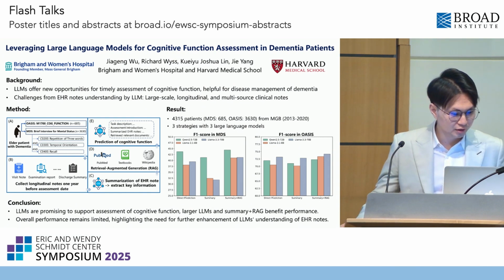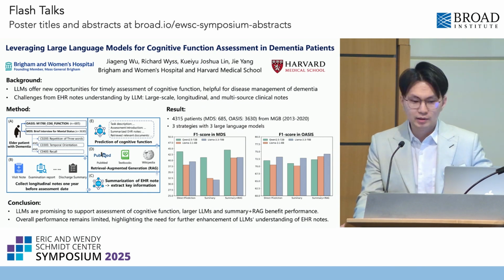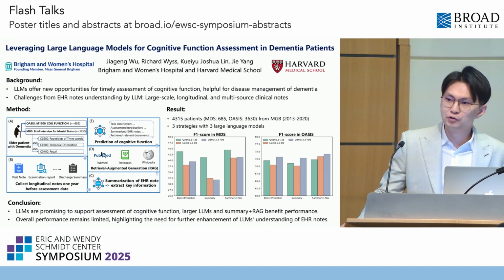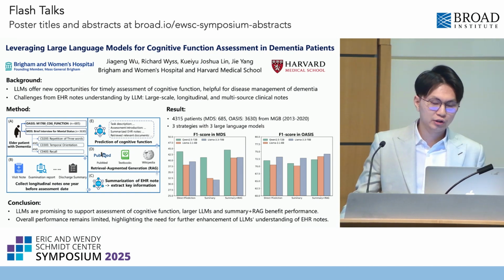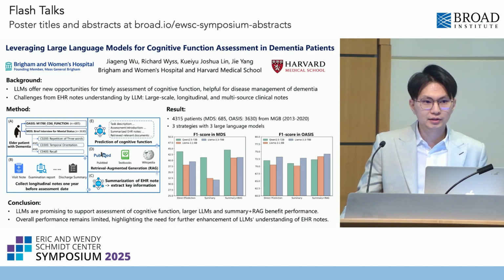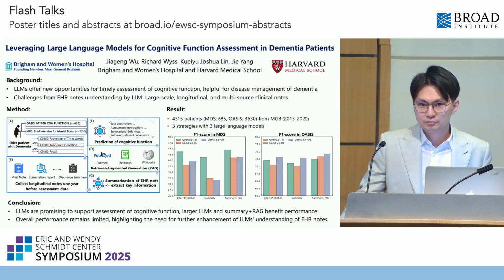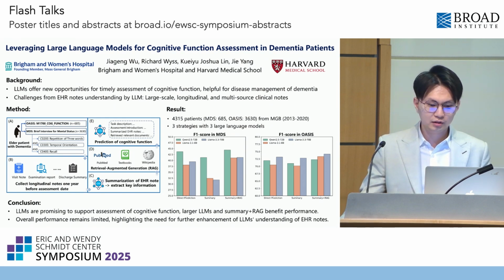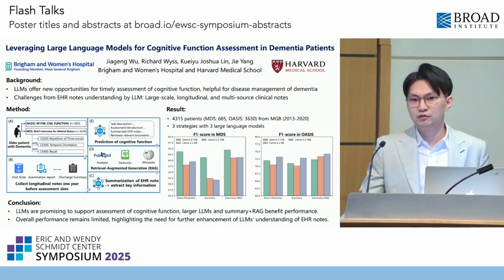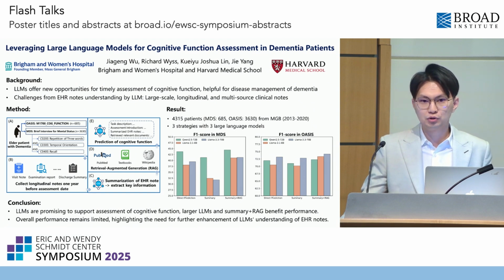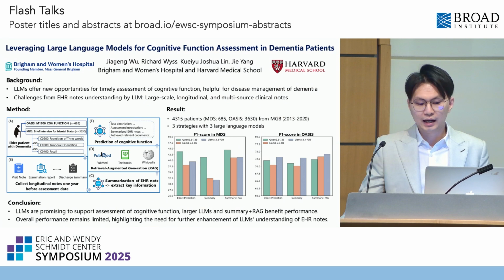Hello, everyone. I'm Jiageng from Brigham and Women's Hospital and Harvard Medical School. Our study mainly focuses on how to leverage large language models to support automatic assessment of cognitive function for dementia patients. As we know, each patient has many electronic health records in the hospital system. Although these notes contain rich clinical information, they are also longitudinal, large scale, and clinical domain specific, which may be hard for large language models to understand.